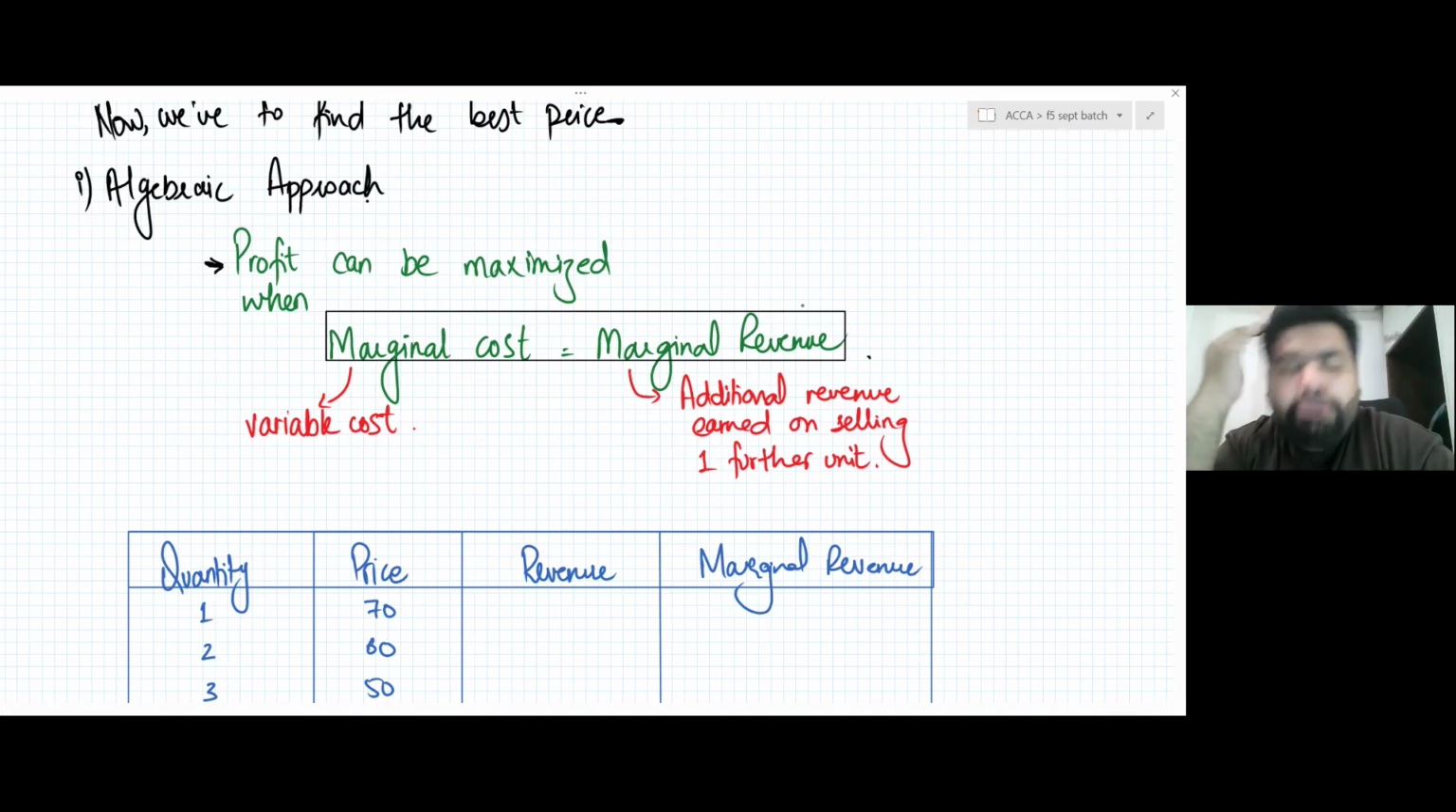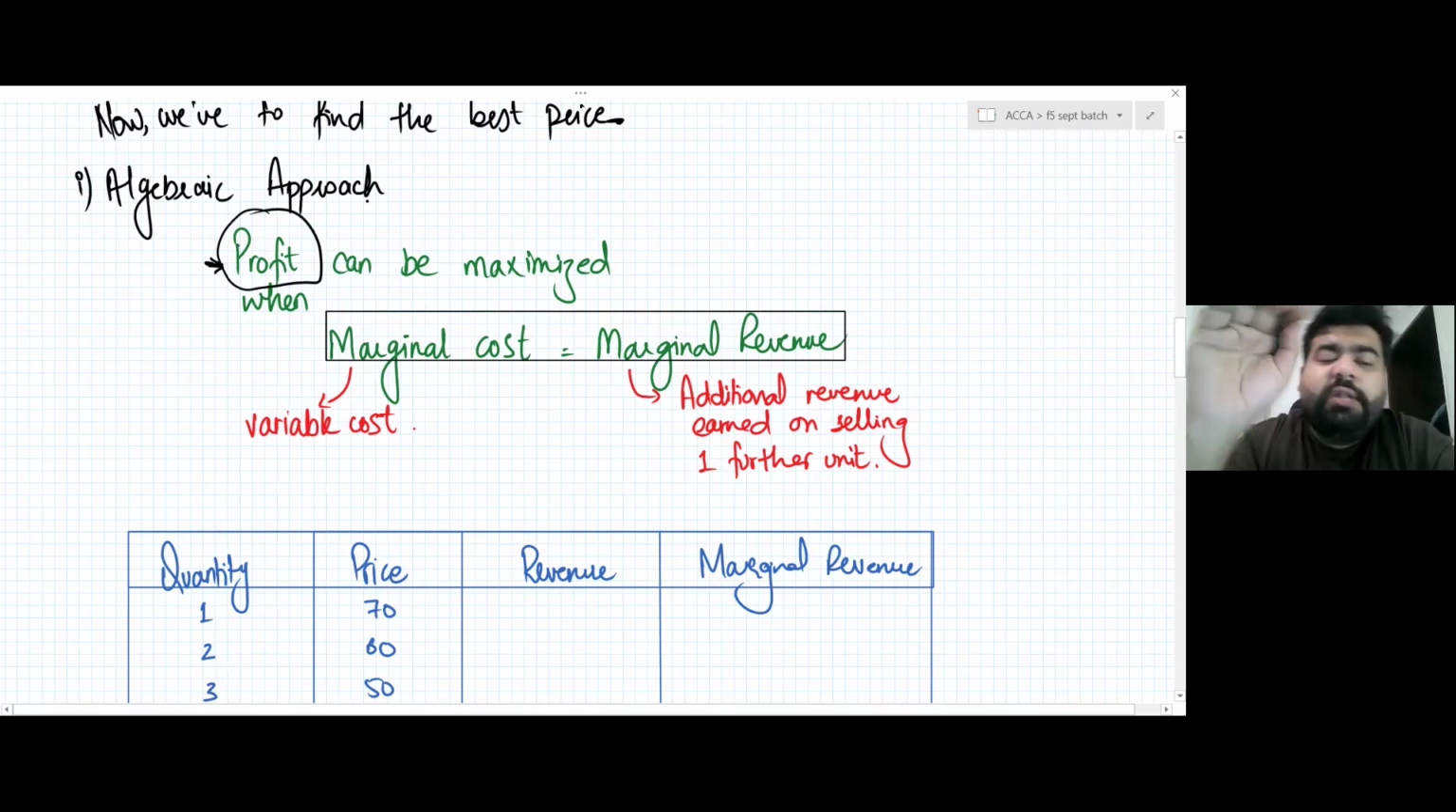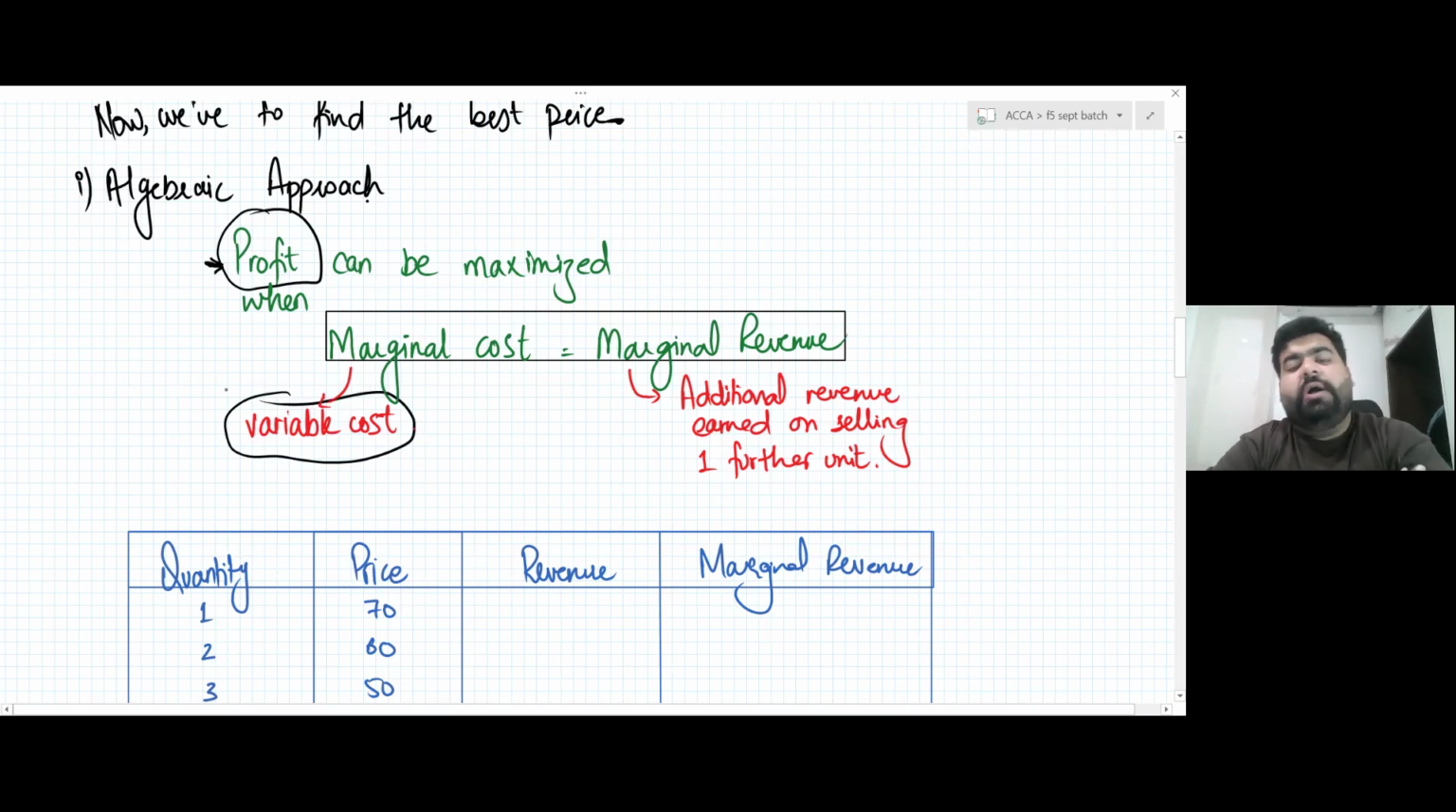What does it mean? We'll see one by one what marginal cost is, what marginal revenue is, and how we are able to find the point where marginal cost and marginal revenue are equal. But you have to understand that profit can only be maximized when marginal cost and marginal revenue are equal. What is marginal cost? Obviously, the variable cost of the business. And marginal revenue is the additional revenue earned on selling one further unit.